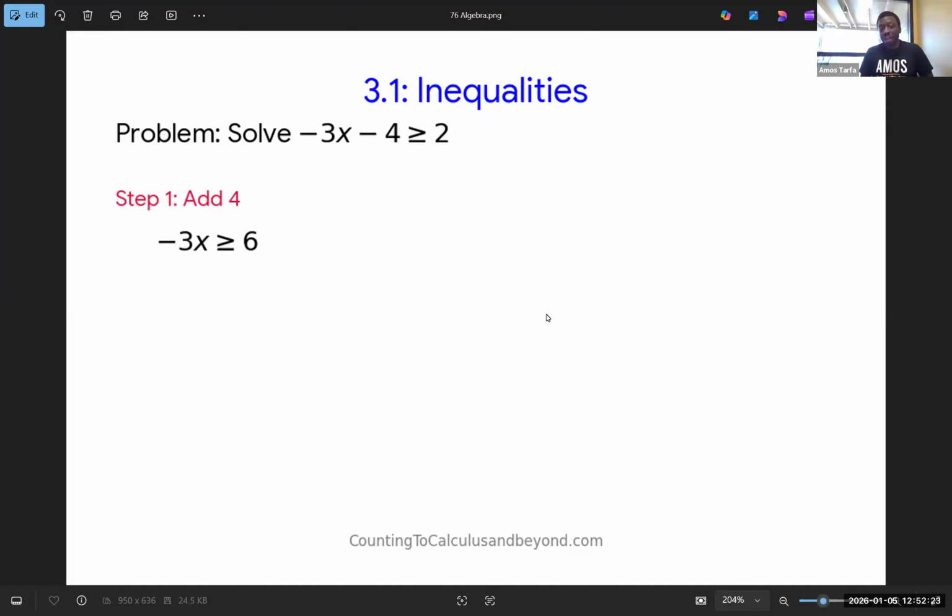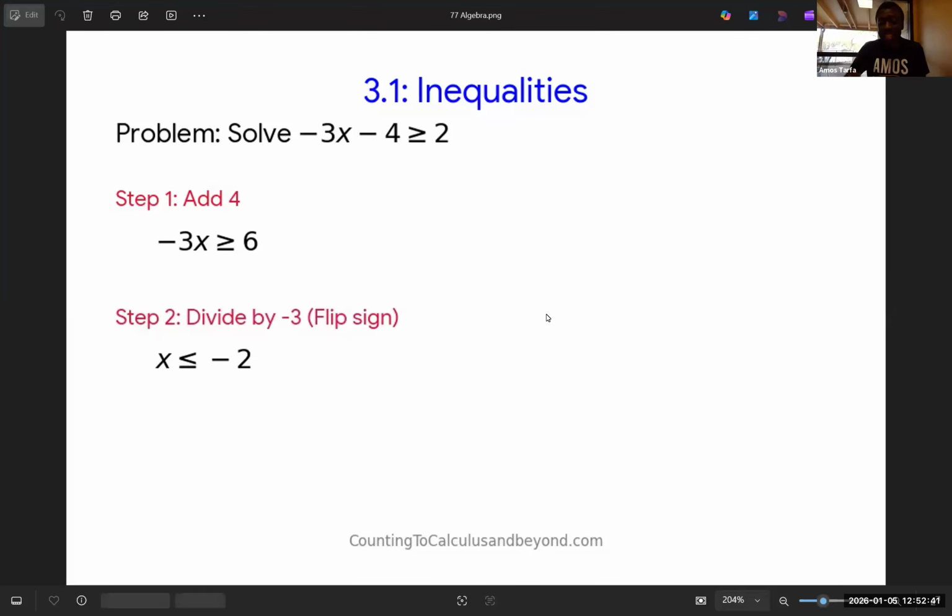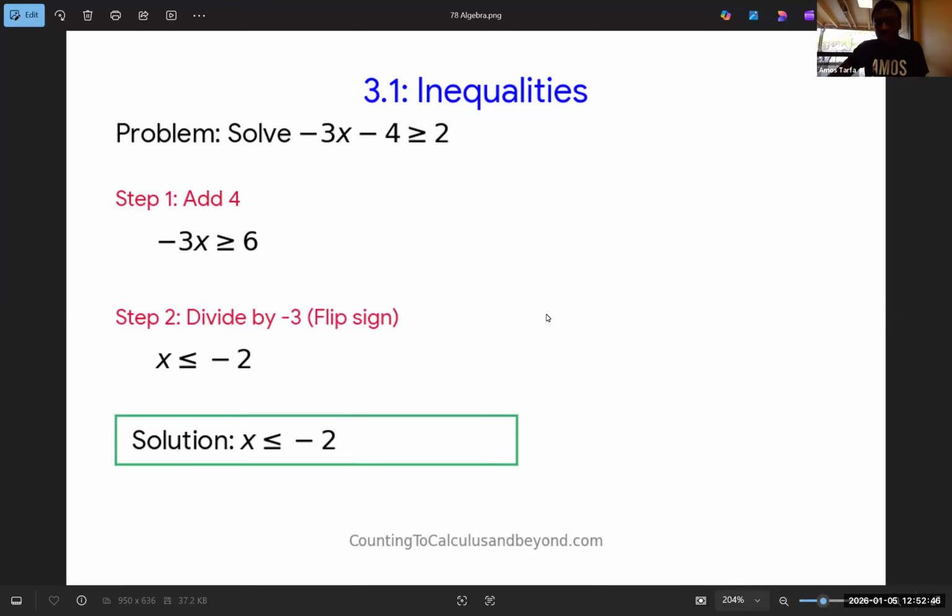So in this case, we have to add 4 to both sides. That's typical from our two-step equations. And so we add 4 to both sides. We get negative 3x is greater than or equal to 6. Now we have to divide both sides by negative 3. That means that the inequality sign will have to flip from greater than or equal to, to less than or equal to. So it becomes x is less than or equal to negative 2.